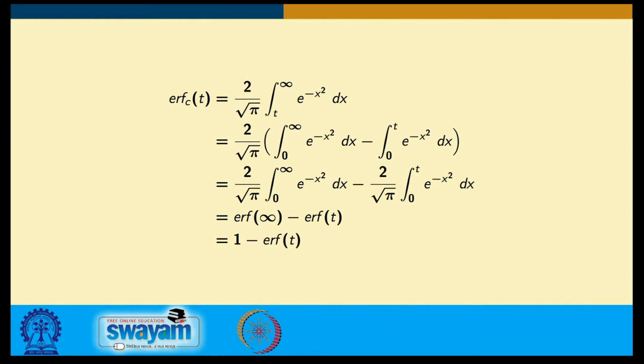So, this is nothing but ERF of infinity minus ERF of t, and ERF of infinity, in the last slide we have already shown that the value is 1. So, the complementary error function is nothing but 1 minus the error function of t. So, complementary error function of t equals 1 minus error function of t, what we have shown over here.